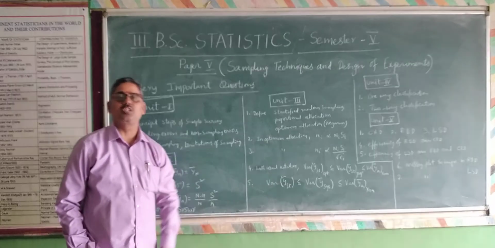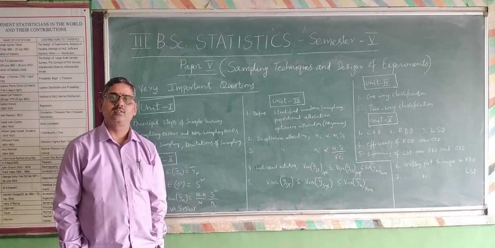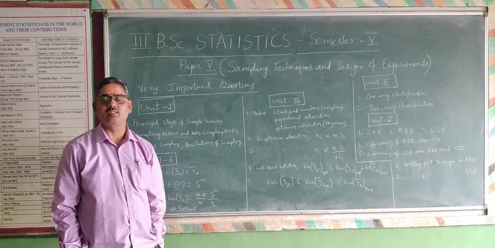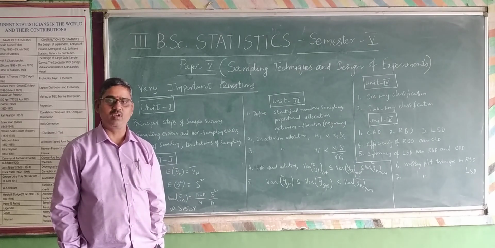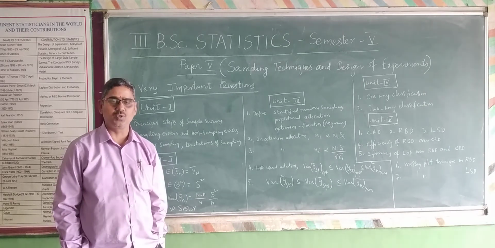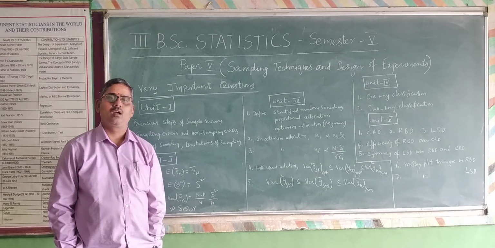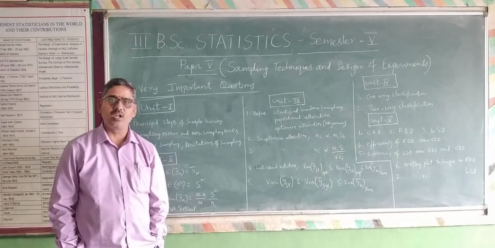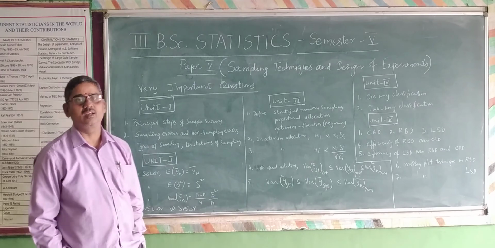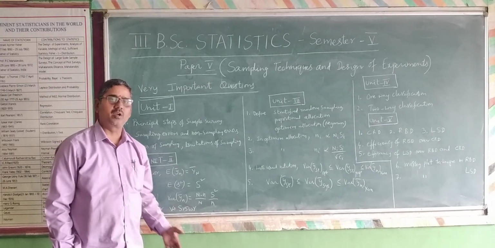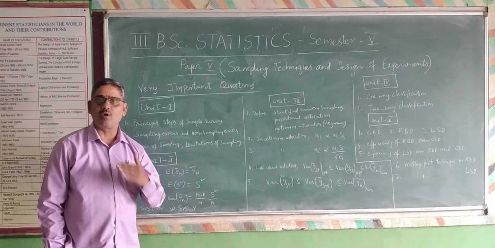There are three sampling techniques we have: simple random sampling, stratified random sampling, and systematic sampling. Design of experiments includes ANOVA one-way classification, two-way classification, and also three particular important designs: CRD completely randomized design, RBD randomized block design, and LSD Latin square design. In this paper, unit wise, I explain the very important questions.